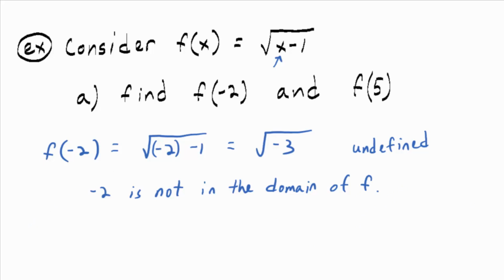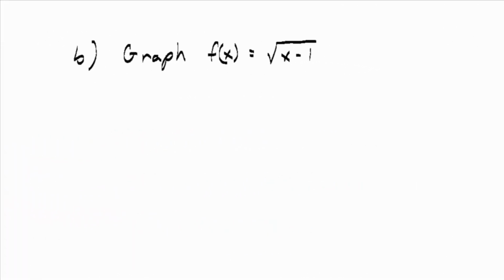The second part of this problem, f of 5, is that something we can plug in? Yeah. So f of 5 is equal to what? Square root of 4, yeah, 5 minus 1. Square root of 4, what's that? 2. Do we need absolute values around the 2? No, because the absolute value of 2 is 2. We know that. Okay. Let's graph that function.